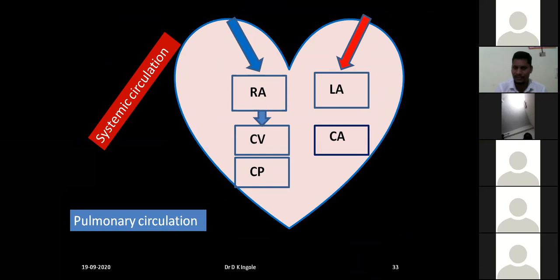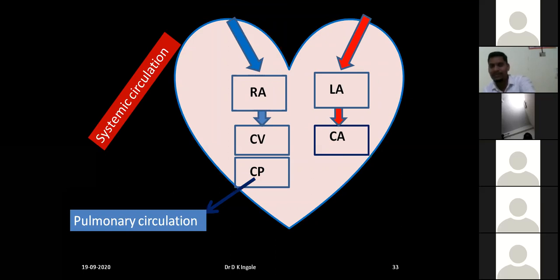Suppose the first two chambers are the right atrium and left atrium. These are the two atria, and downward there are three chambers. These are the ventricles. See the sequence of blood from the right atrium to the cavum venosus. Immediately after that, from the left atrium, blood will come to the cavum arteriosus.